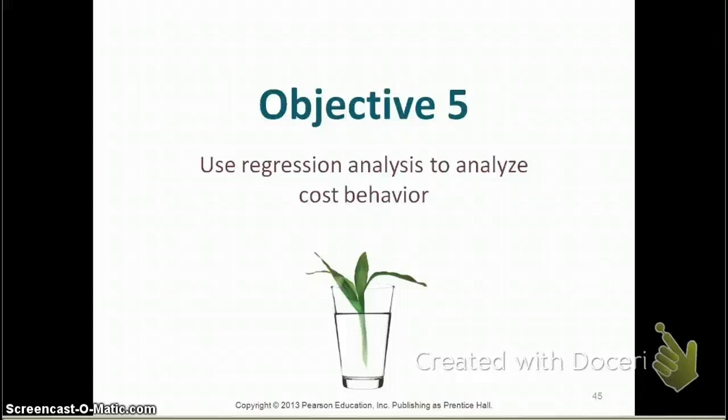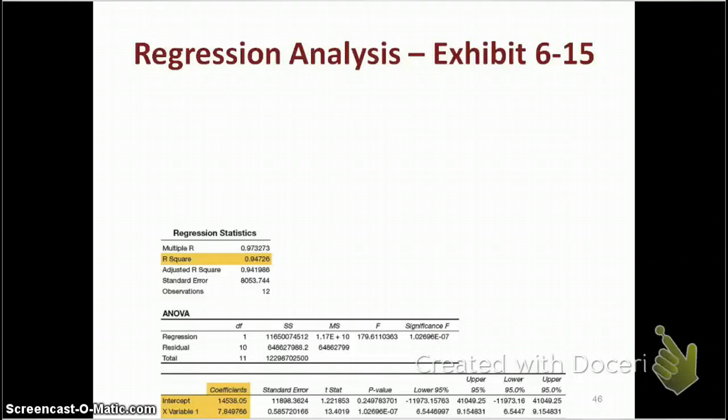Our last method is to use regression analysis to analyze our cost behavior. For regression analysis, what companies do is they run their data sets through a program like Excel. This is actually an Excel output, and it will give you a bunch of data that looks like this. So your output looks like this. The three highlighted things are what you need to be concerned about, and we'll talk about each of them.